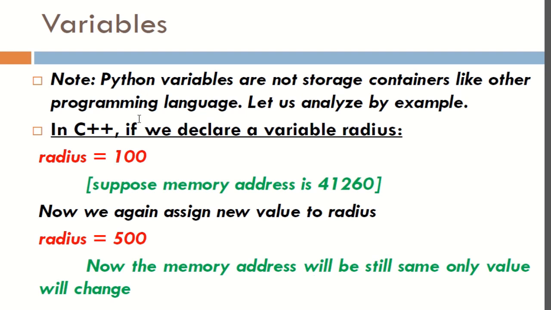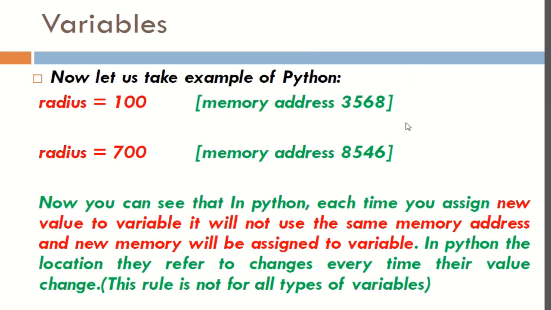But in Python, what happens when you insert some value like 100 and store it in radius, and 700 also stored in radius, meaning you are changing it? The address changes. Okay, as I was saying previously, when you are storing some value in the same name, the address changes, it is not in the same order. So now you can see that in Python, each time you assign a new value to a variable, it will not use the same memory address and new memory will be assigned to the variable. In Python, the location they refer to changes every time their value changes. This rule is not for all types of variables.